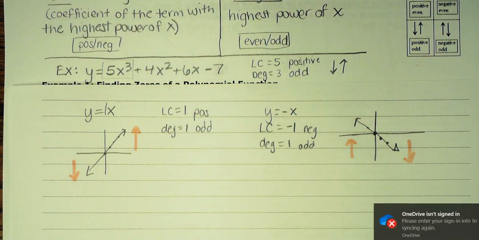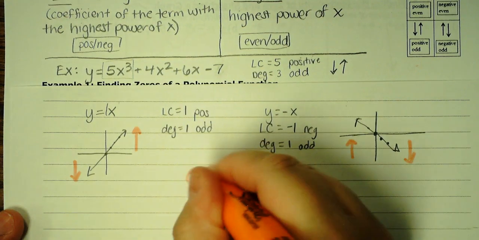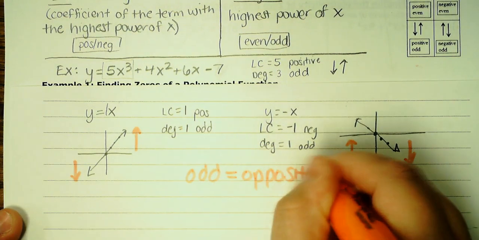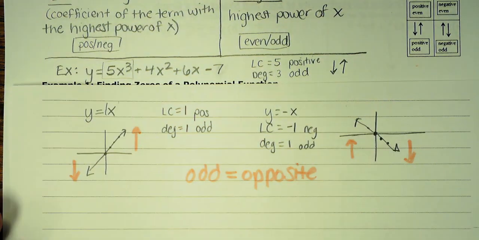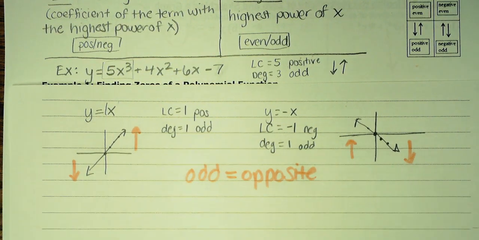I always remember odd functions: the ends go opposite directions. I don't know if that'll help, but if you want to write that down, for odd functions the end behavior always goes opposite directions. And again, I just like to think of these most basic functions to think about what the end behavior would look like.